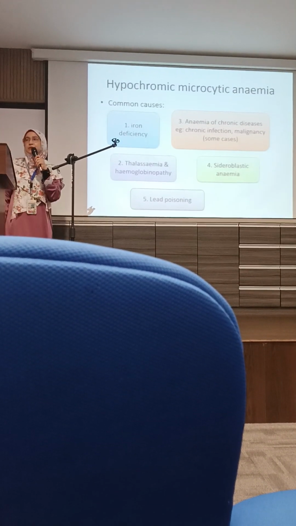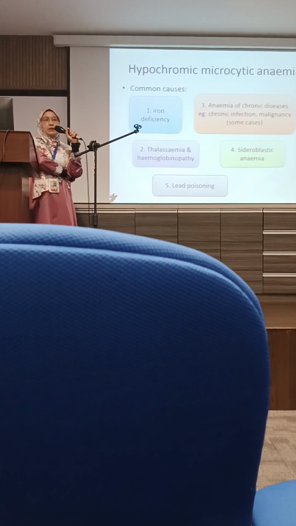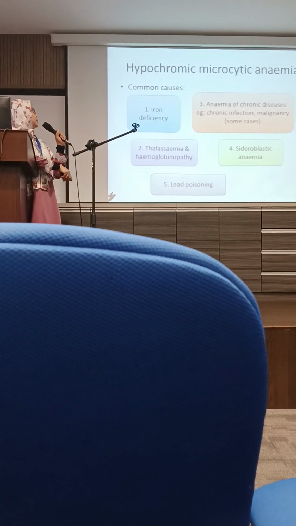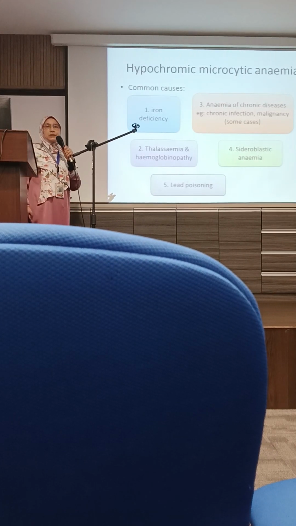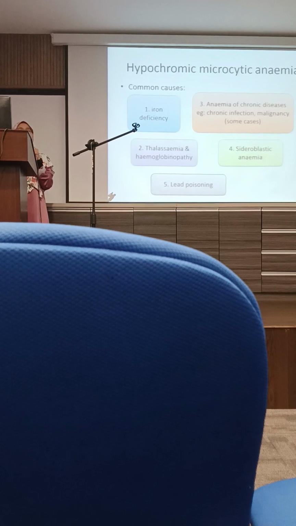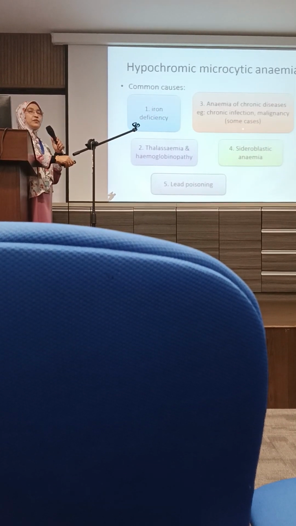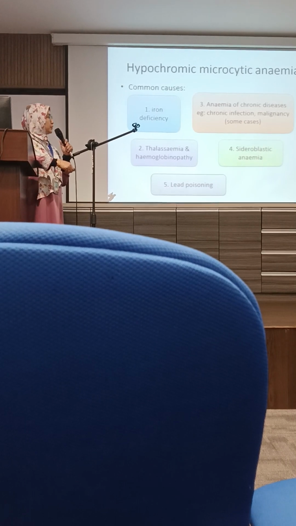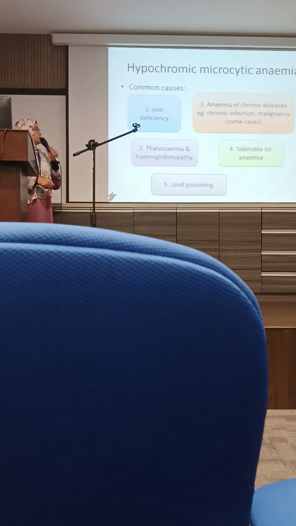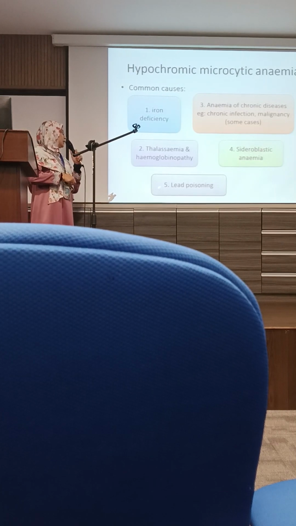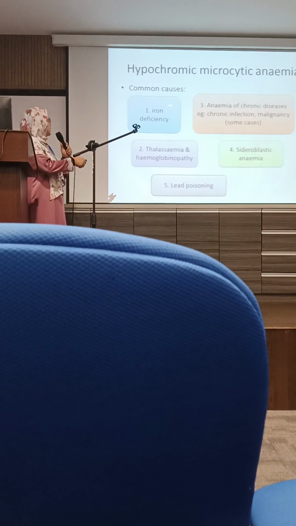Okay, hypochromic microcytic anemia. The common causes are iron deficiency anemia, that is the most common. You can also have hypochromic microcytic anemia in thalassemia and hemoglobinopathy. In anemia of chronic disease, most cases are normochromic normocytic, but you can also have some cases with hypochromic microcytic. Sideroblastic anemia is rare, and also lead poisoning, which is also rare. So the most common are these three.